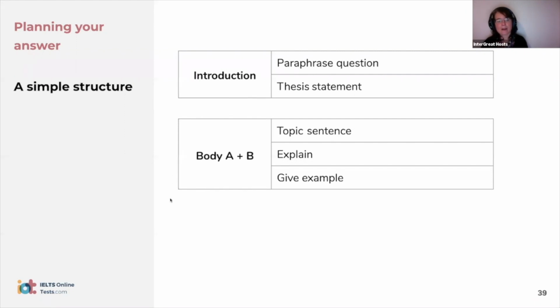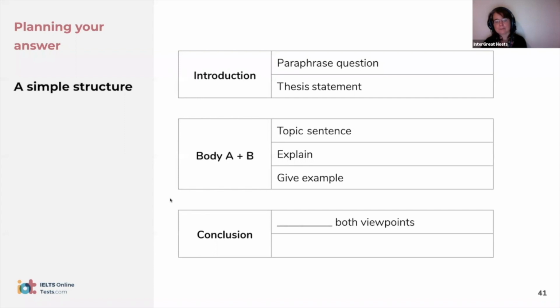Then we have our conclusion. In our conclusion, what are we going to do? We've talked about both of those points of view separately. Now we're going to bring them together and summarize them. And then we're going to give our own opinion, exactly. And now we can go into a bit more detail of our own opinion. So that is basically your structure for all of the essays.